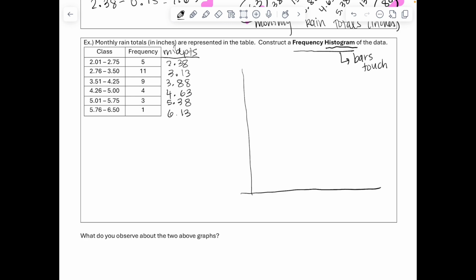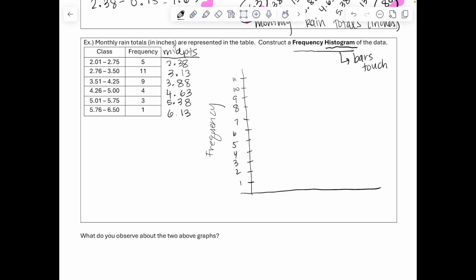The vertical one, again, is going to be our frequency, since it is asking about a frequency histogram. And I'm going to count by just ones. So 1, 2, 3, 4, 5, 6, 7, 8, 9, 10, 11. I'm just labeling those. And then I'm going to put my midpoints on. I want you to notice that we are doing a histogram and not a polygon, so we do not have lines that need to be extended down.